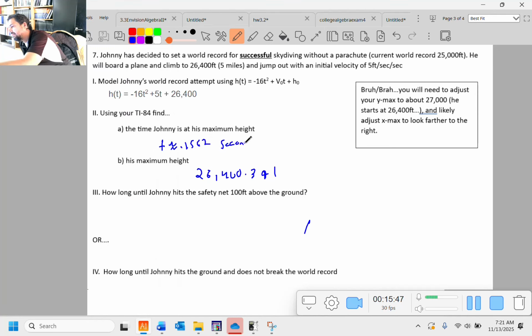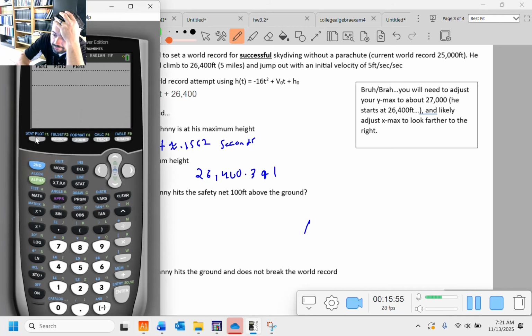That's in seconds. And I did see some kids use opposite b over 2a. You didn't have to. Part 3 is where there's a safety net, and it's 100 feet above the ground. This is a real thing, too, by the way. I mean, go on YouTube. People do skydive without parachutes.